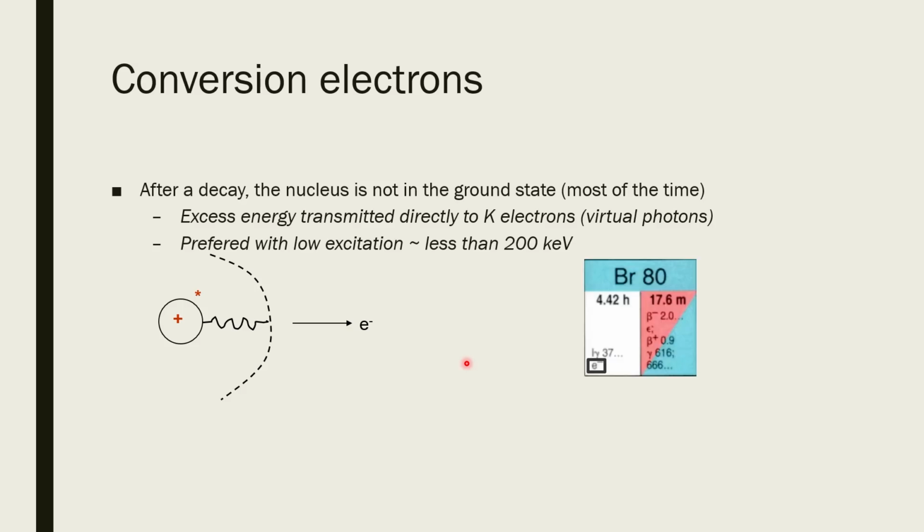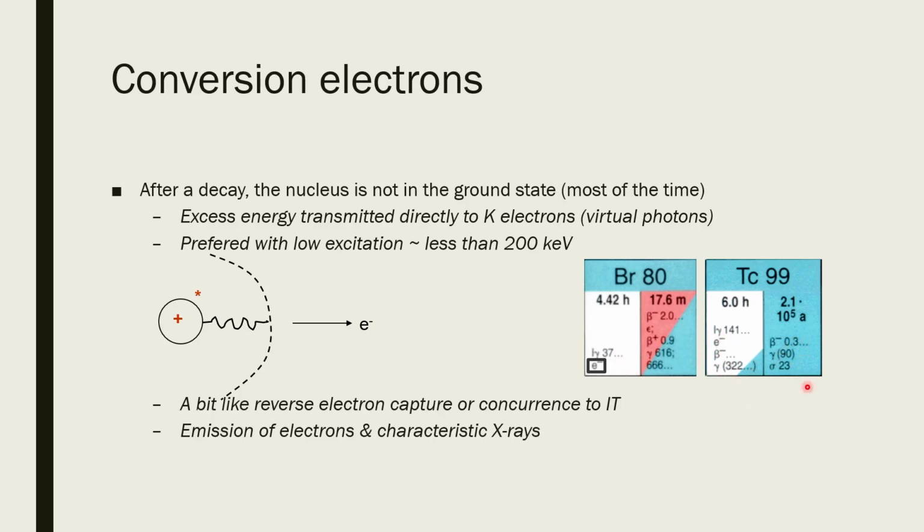They are marked in the chart of nuclides. As an example, we have bromine-80. The bromine-80m can either do isomeric transition and release a 37 kiloelectron volt gamma quantum and transition into the ground state, but it can also get rid of this excess in energy via the emission of, well, the conversion electron. And the most famous example for the isomeric transition, technetium-99m, can do this isomeric transition via the emission of a 141 kiloelectron volt gamma quantum, but it can also get rid of this excess in energy via the emission of this conversion electron. So it's a bit like the reverse electron capture because, well, an electron is not captured but flown out. And it's the concurrent pathway to the isomeric transition.